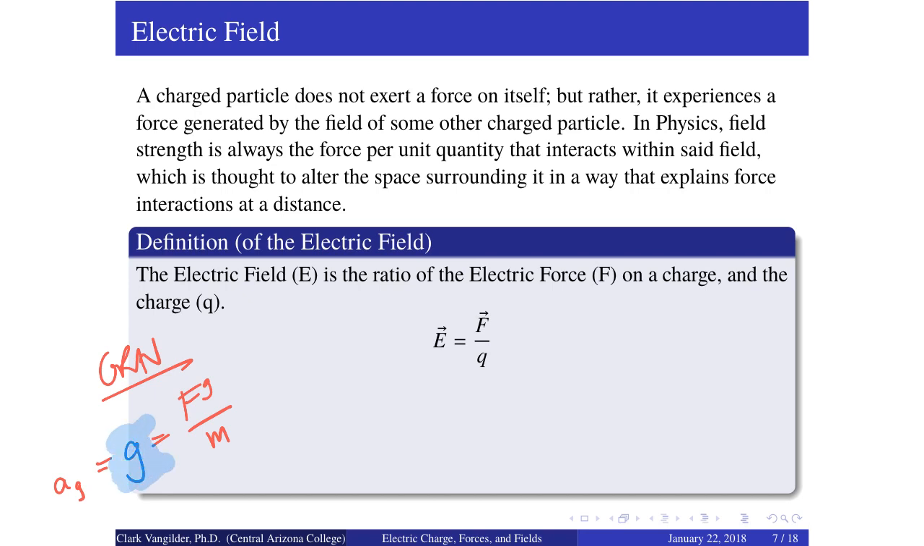Little g is field strength, and fields always have a force per unit whatever interacts in that field. Mass interacts in a gravity field. Charge interacts in an electric field. When we get to magnetic fields, it's force per unit moving charge, so it's Q times V for speed. More on that later. But we have this field idea here. And so I'm going to pause this here.